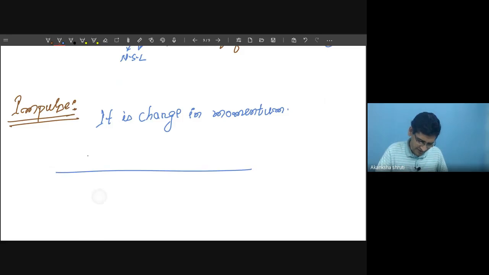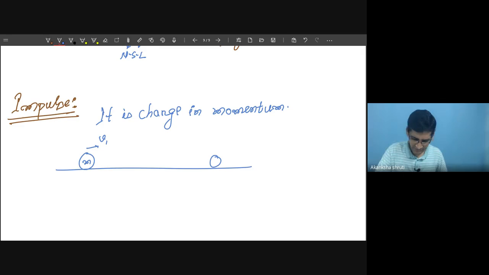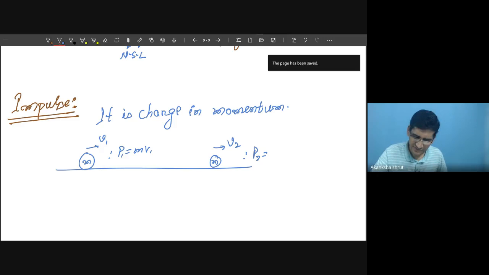Means if the body is initially moving with some speed, say V1, the mass is, you may write this as M. It has attained the new speed V2. At this time, the body has momentum P1, mv1. At this time, the body has momentum P2, m into V2. Okay, students?